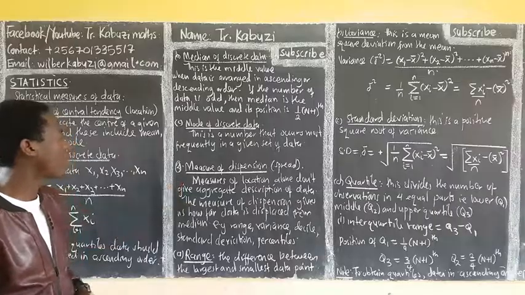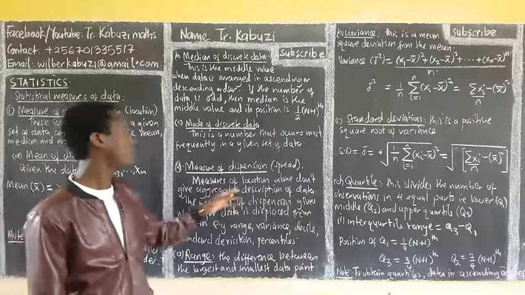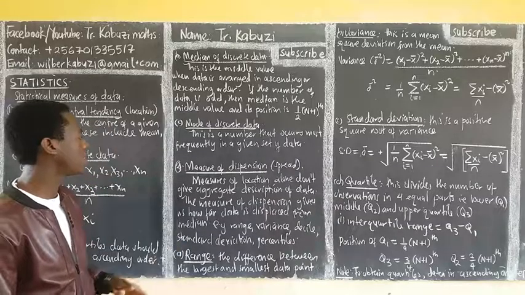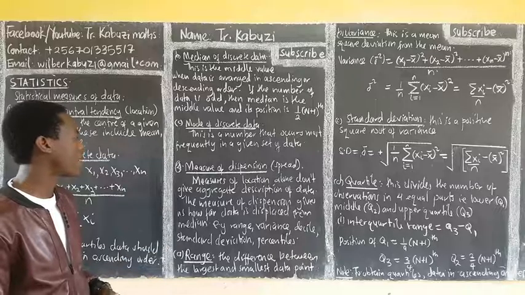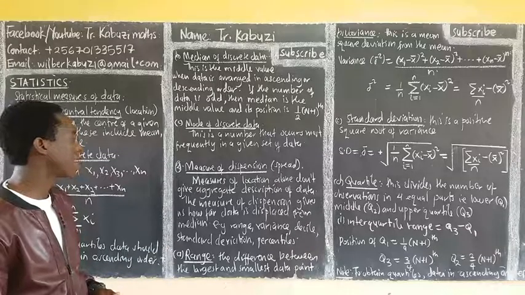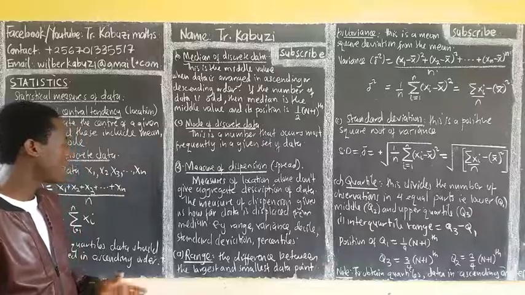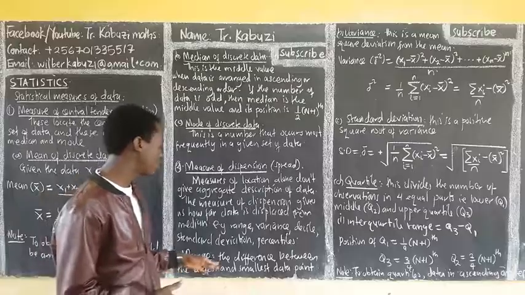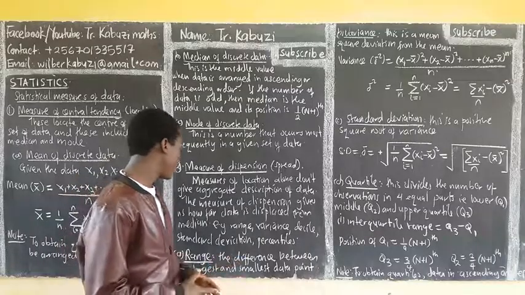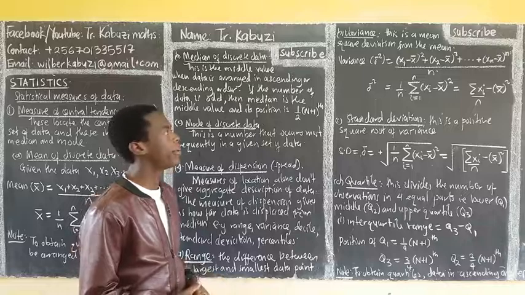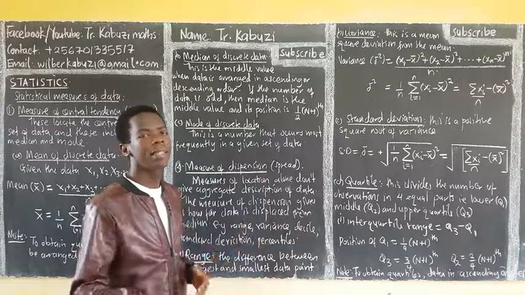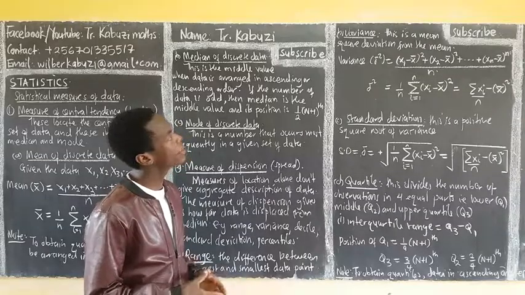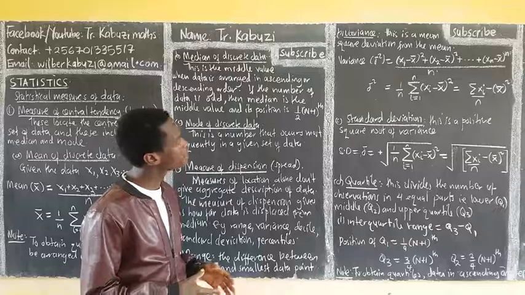Let us see the measures of spread. Measures of location alone don't give a complete description of data. The measure of dispersion gives us how far data is dispersed from the median. It gives range, variance, standard deviation, percentiles, quartiles, etc. Let us start with the range. It is the difference between the largest and the smallest data points. So when you take the highest value minus the smallest value, that's how you get the range. This is very easy.